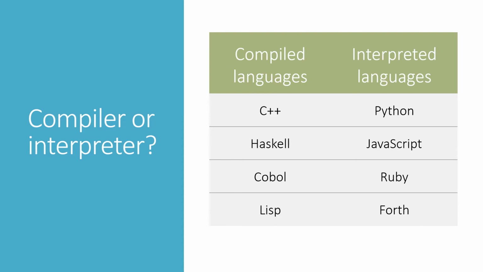Most languages can be classified as either compiled or interpreted languages, and there's a list on the screen. Python, that I'm mainly using in these lessons, is an interpreted language, though you can get compiled versions of Python. But in general, languages fall into one category or the other.